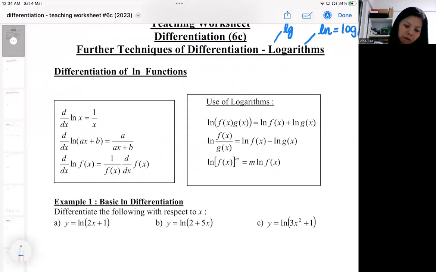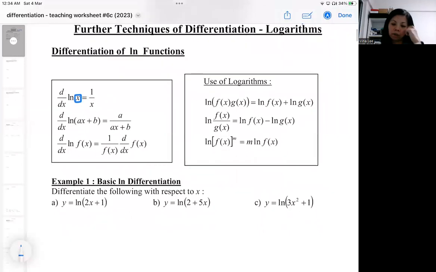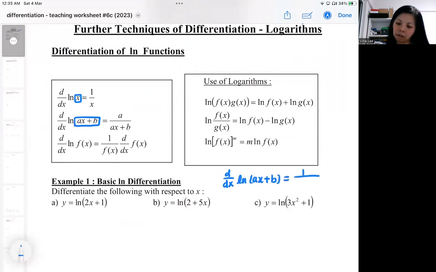So it depends on whether it is ln x or not. If it's just ln x, differentiate ln x, it will just become 1 over x. So the ln kind of disappears. When you differentiate ln x, you realize that you don't have any more ln. It became a fraction. So what happens when it is ln(ax + b)? You will disappear the ln and it becomes something like this.